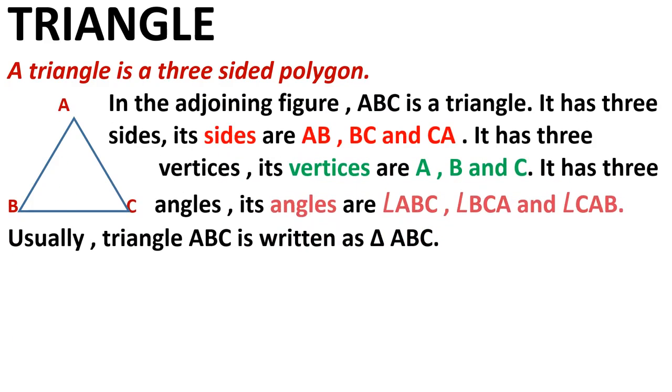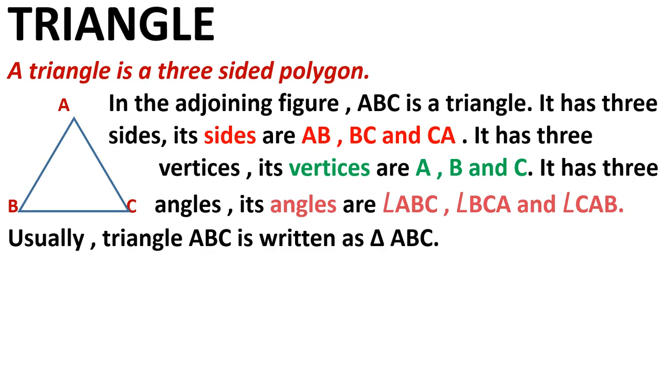See in the adjoining figure, triangle ABC. It has three sides. Names of the sides are AB, BC and CA. It has three vertices, meaning three corners, A, B and C. And it has three angles. Its angles are angle ABC, angle BCA and angle CAB.